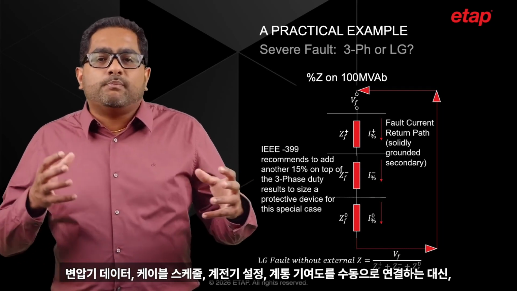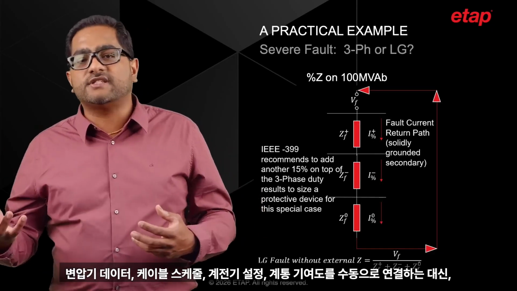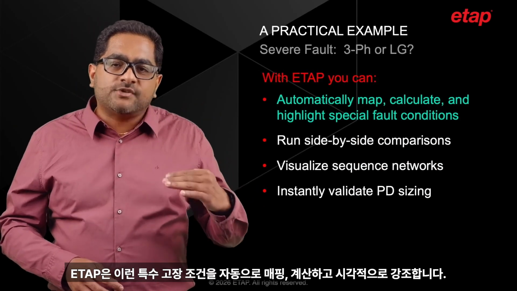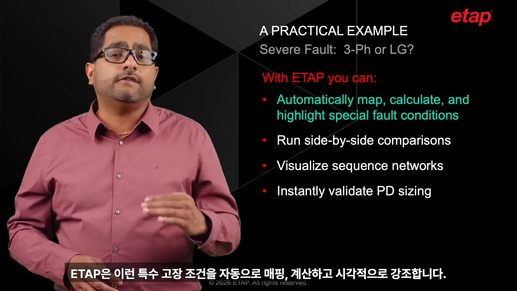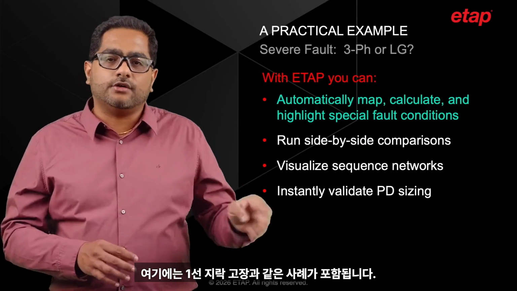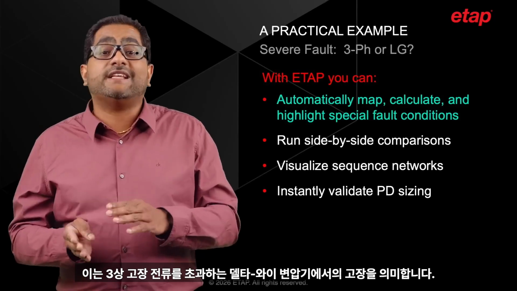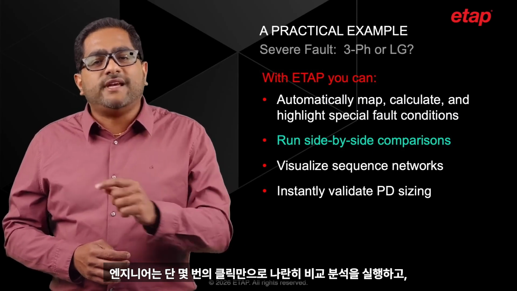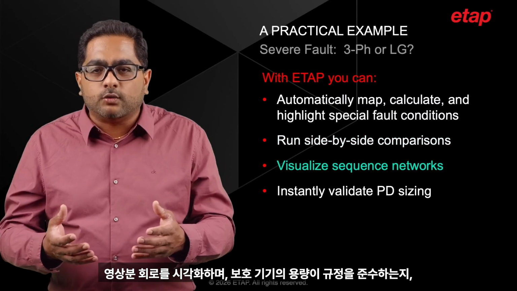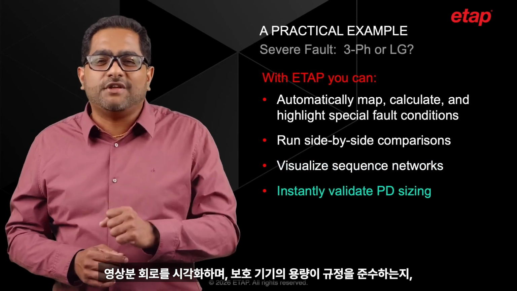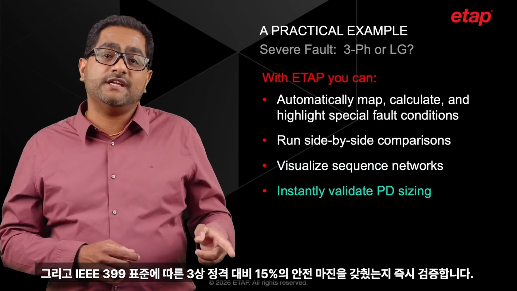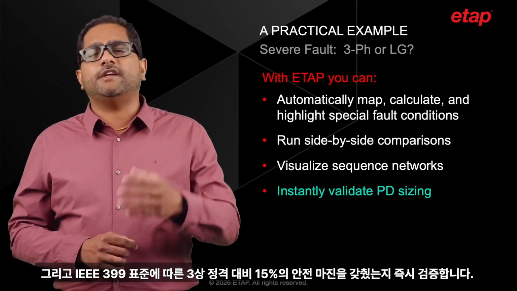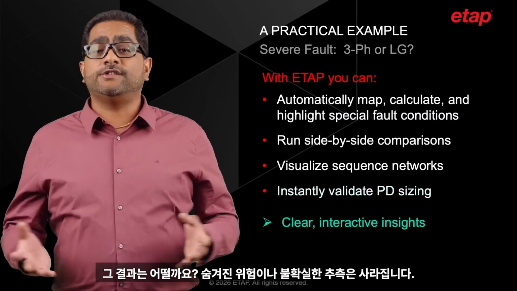Instead of manually piecing together transformer data, cable schedules, relay settings, or utility contributions, ETAP automatically maps, calculates, and highlights these special fault conditions, including cases like line-to-ground faults on a delta-wye transformer that exceed the three-phase fault. With just a few clicks, engineers can run side-by-side comparisons, visualize sequence networks, and instantly validate whether the protective devices are truly sized for both compliance and the safety margins, like that critical 15% above the three-phase duty as per the IEEE 399 standard. The result?